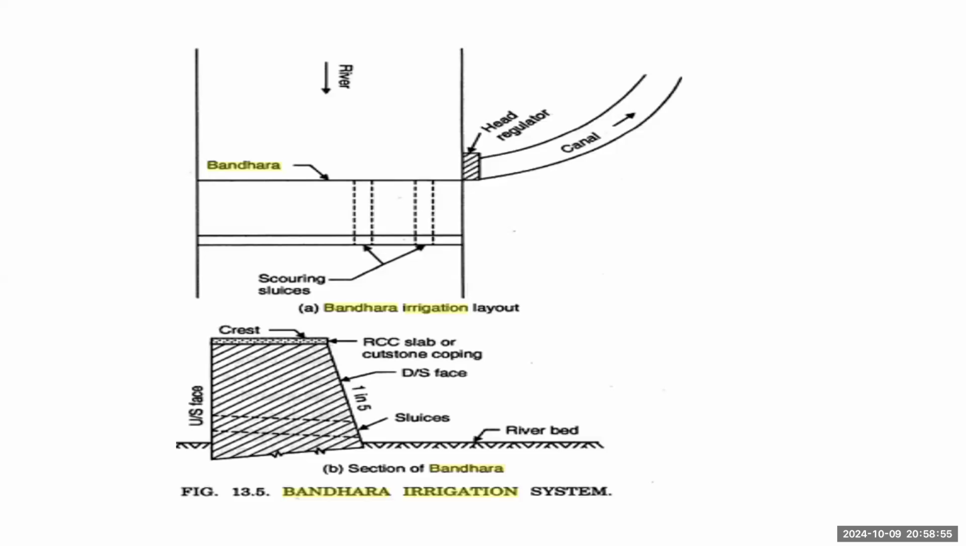So this is the plan of Bandhara. Now see the cross section of Bandhara. So we can see the cross section of a Bandhara. It is a trapezoidal one. It is having a crest portion. The crest portion may be constructed with RCC slab, and the remaining Bandhara may be constructed with stone masonry. And it is having the upstream face and downstream face. Upstream face may be kept vertical, and downstream face is a slanting face with some suggested slope. Okay. So this is the layout and cross section of Bandhara irrigation system.